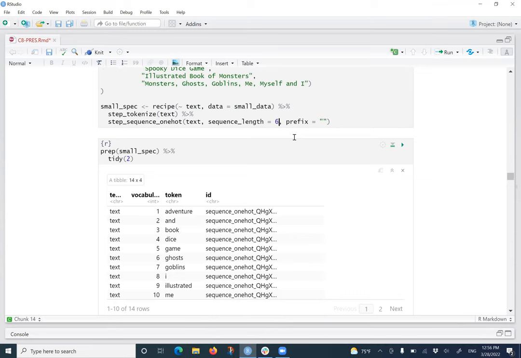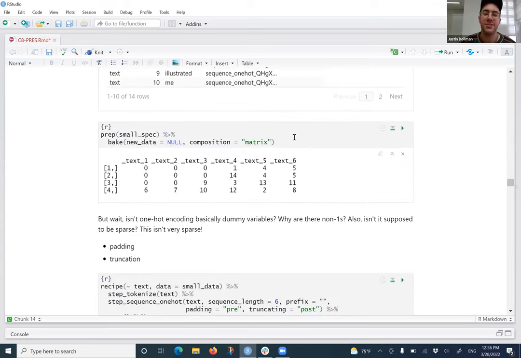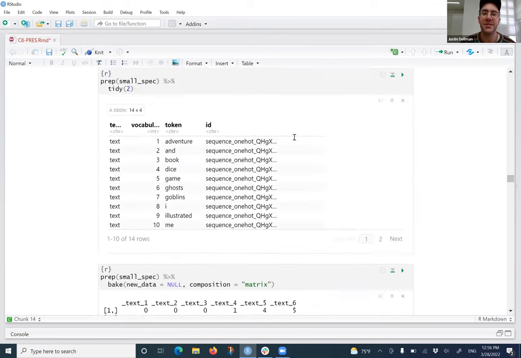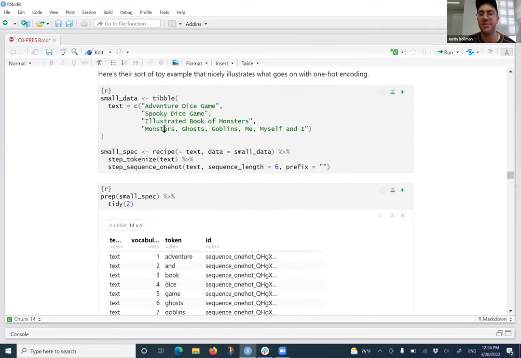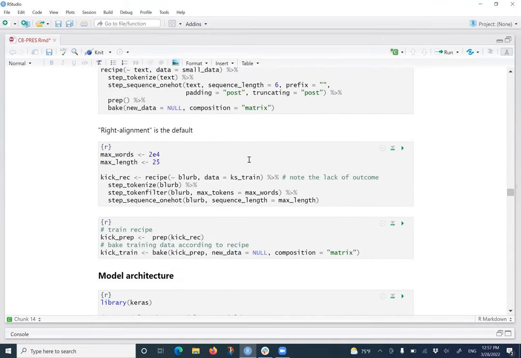So if we do pre-truncating, it's monsters that leave. If we do post-truncating, it's I.